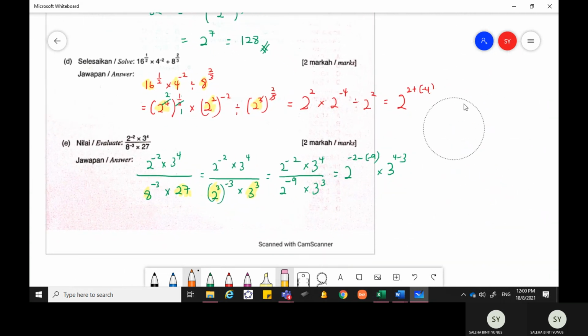Okay. Next. Kita permudahkan. Okay, ni negatif jadi positif. So, negative 2 plus 9, you get 2 to the power of 7, times 3. 4 minus 3, 1. Okay, so 3 to the power of 1, 3. And then this one is 128 times 3. So, we get 128 times 3, 384. Sampailah final answer sebab the question ask you to evaluate.